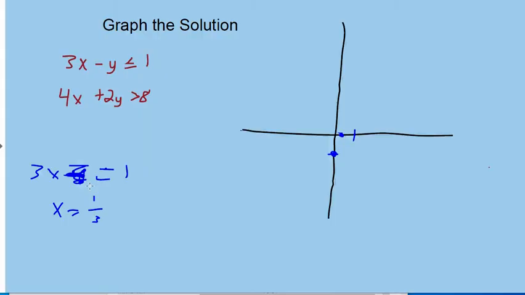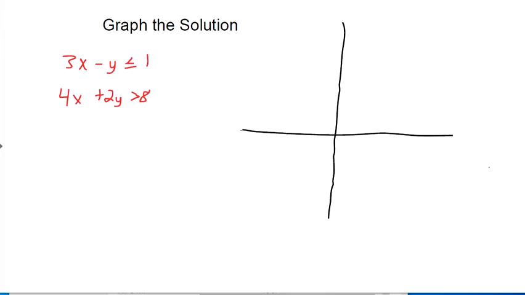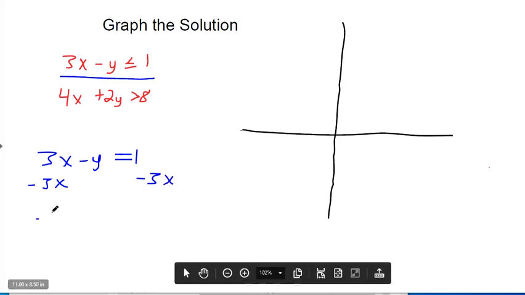Let's put this one in slope-intercept form, okay? Still not going to be nice though. I'll see how we can graph that. If you put this in slope-intercept form, oh, we said we're going to pretend it's an equals. Graphing it just like a normal equation. Subtract 3x from both sides, so you get -y equals 1 minus 3x. Oh, no, there's no fractions. I was looking at that wrong.